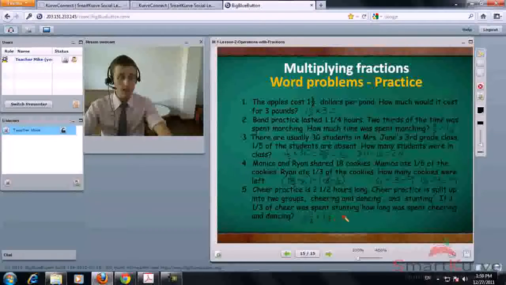First, we convert those into improper fractions. 2 times 2 plus 1, 5 over 2, times 1 1/3. 3 plus 1, 4/3. Reduce this down. 1 over 2, giving us 10 over 3. Convert that back into a mixed number. 10 divided by 3 is 3 and 1/3.